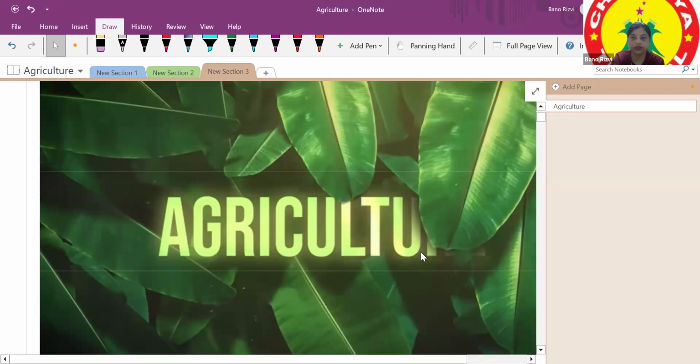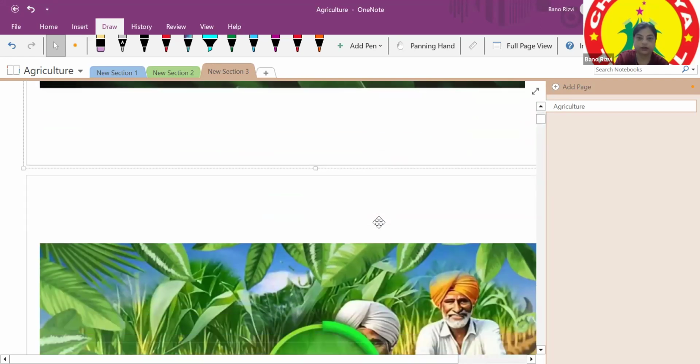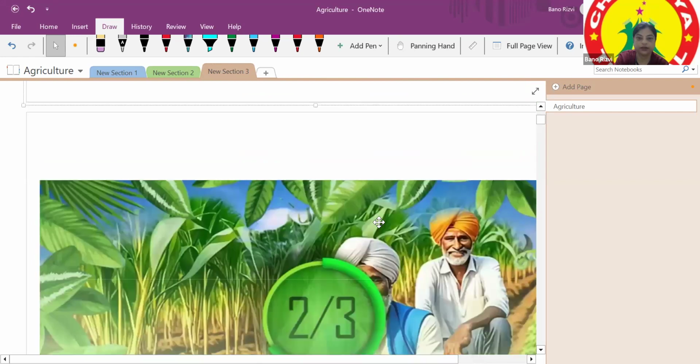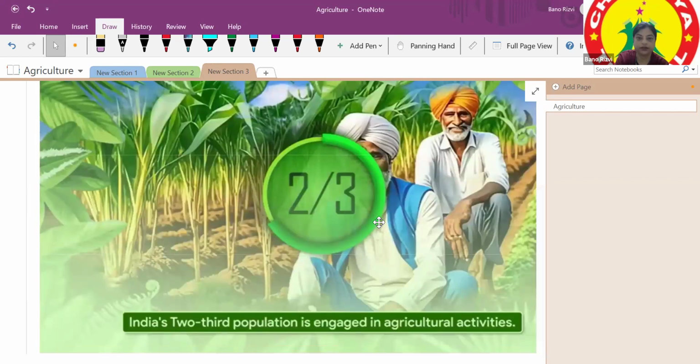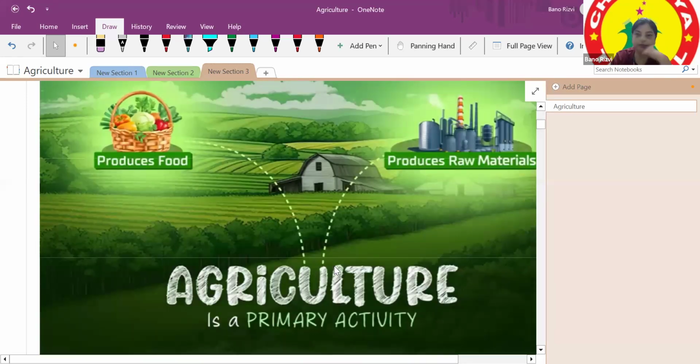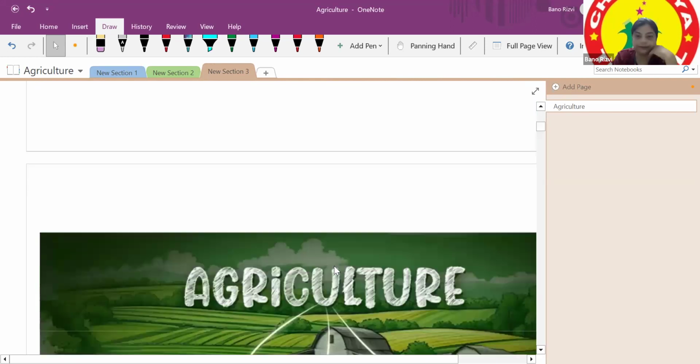Okay, we will continue with agriculture. India's two-third population is engaged in agricultural activities. So that is why India is mostly dependent on agriculture. Agriculture is our primary activity, and we not only produce food, we also produce raw materials. And that is what we have been doing for a long time.